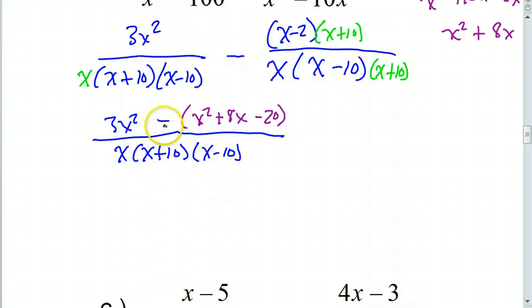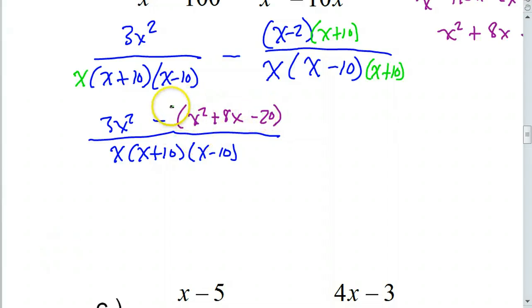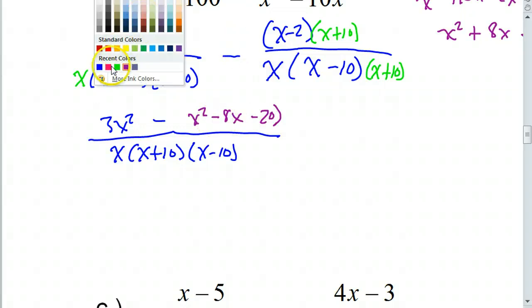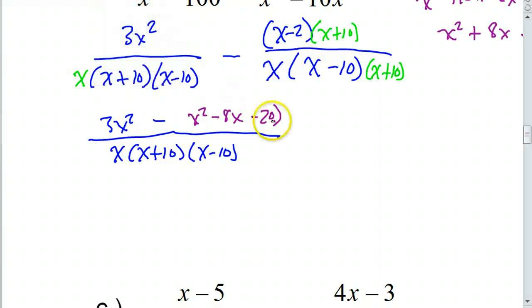Okay, so I need to distribute this negative sign throughout this purple expression. So I'm just going to distribute this negative sign now. I think I'm just going to change it instead of rewriting the entire problem. If I distribute this negative sign, it's going to make this plus become a negative, and it's going to make this negative become a plus. Okay, so now I distributed the negative.